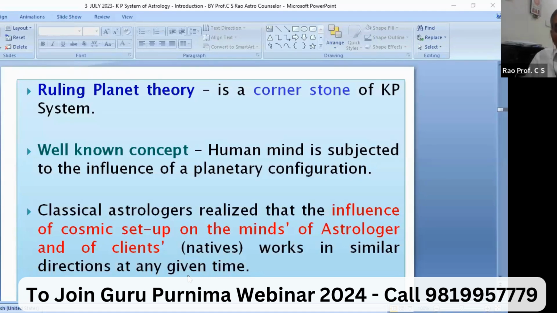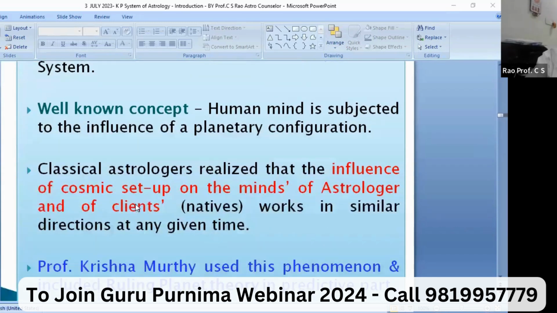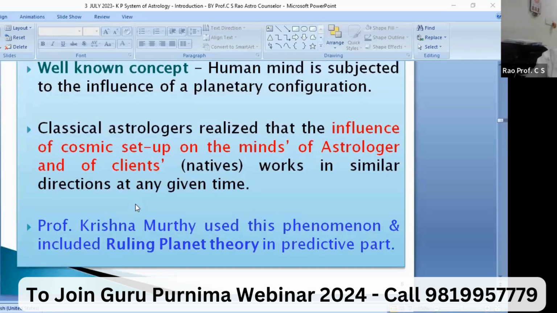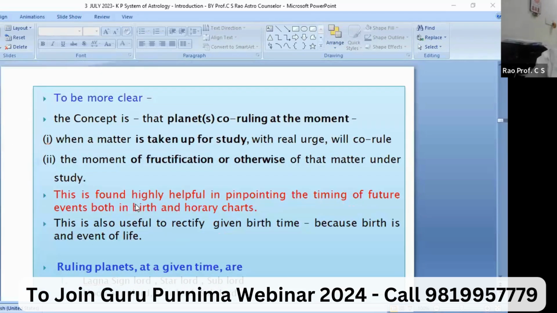I have already worked with 2-3 charts or 3-4 charts like that. That will tally for all the charts, with the time of sitting, when you are sitting to verify that. This is practically proved in many cases here. So this classical theory is adapted by Krishnamurti like that. Krishnamurti used this phenomenon of including ruling planets.